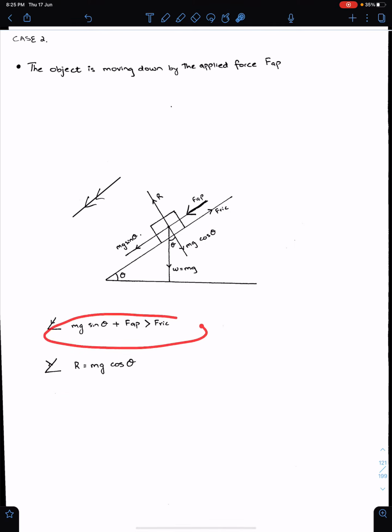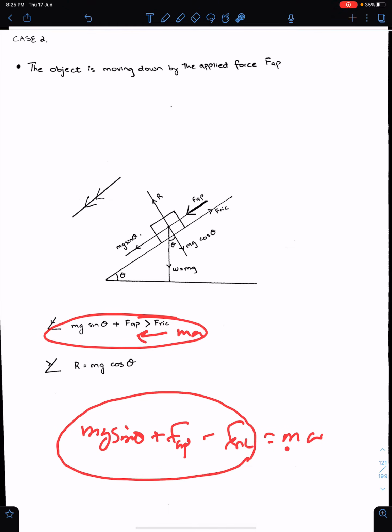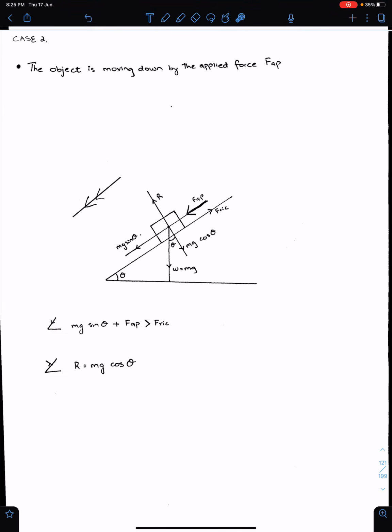You all know how to simplify this. When you bring friction to the left side, this will become ma. Like mg sine theta plus F applied minus friction is equal to ma, because this is net force and net force is always equal to ma according to Newton's second law.